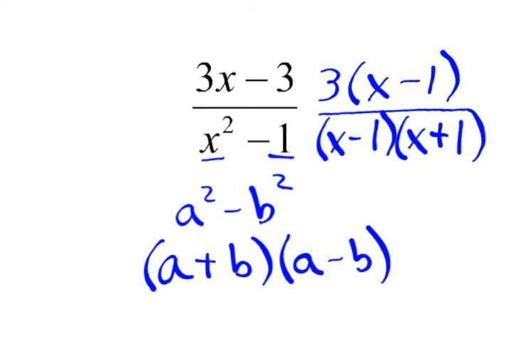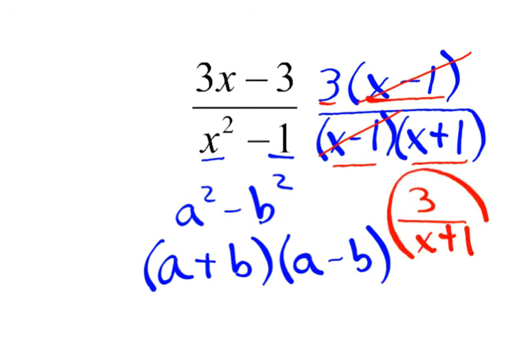Once we're here, we look for what factors do the numerator and denominator have in common. On the top, we have a factor of 3 and a factor of x minus 1. On the bottom, we have a factor of x minus 1 and a factor of x plus 1. The factors they have in common are an x minus 1. That's the only thing they have in common. We're left with a 3 on the top and an x plus 1 on the bottom. So our final answer is 3 over x plus 1.